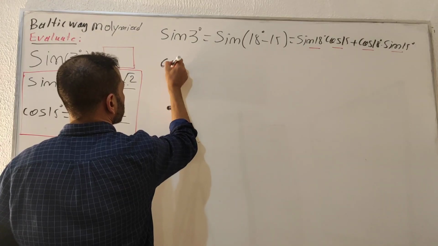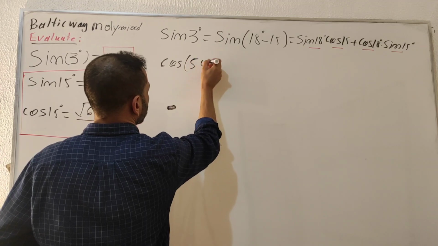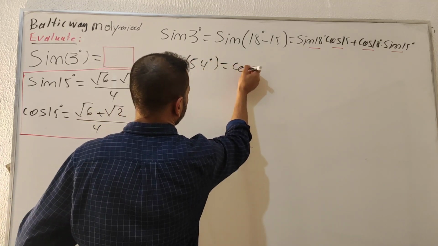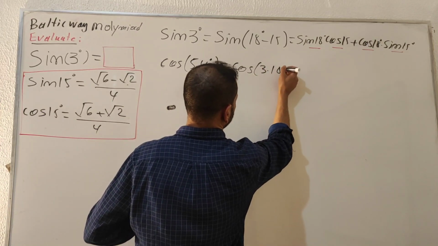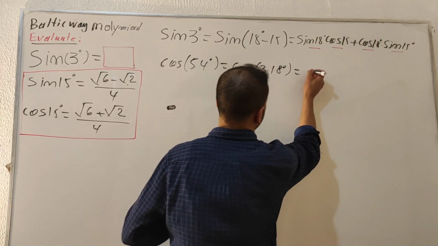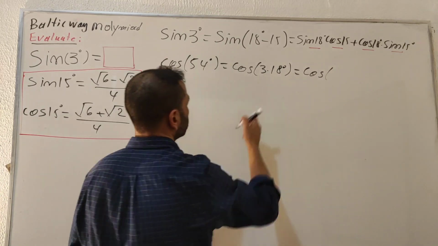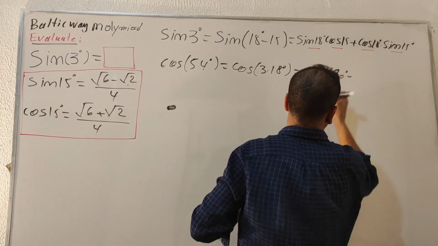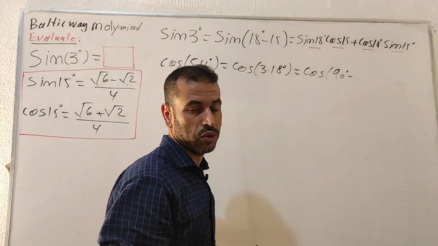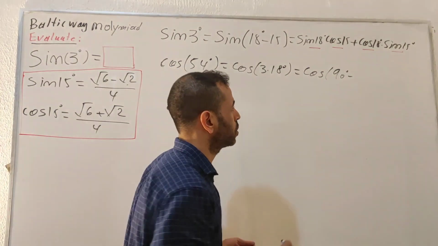We know cosine of 54 degrees equals cosine of 3 multiplied by 18. Also we know 54 degrees is the same as 90 degrees minus 36 degrees. And 36 degrees is the same as 2 multiplied by 18.